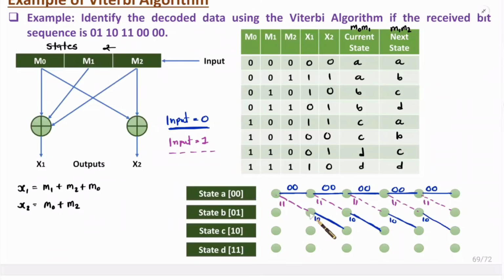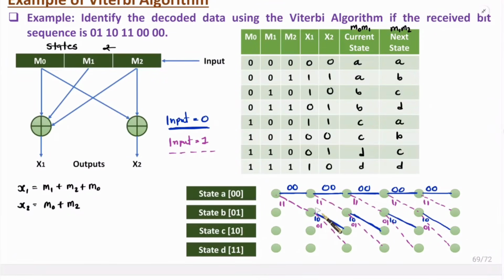Now, if current state is B, input is 1, then next state will be D. So if input is 1, we need to have a dash line. So here by dash line, I'll show. And here output will be 0, 1. Let me note it over here. That is what I'll repeat for all other combinations.